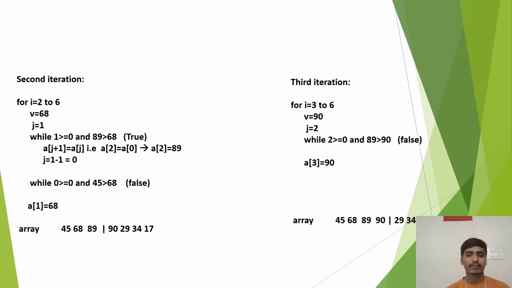Third iteration. For i = 3 to 6, v = 90, j = 2. While 2 >= 0 and 89 > 90, it is a false statement. A[3] = 90. The array is 45, 68, 89, 90, 29, 34, 17.